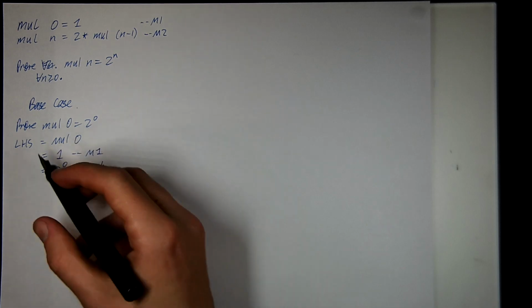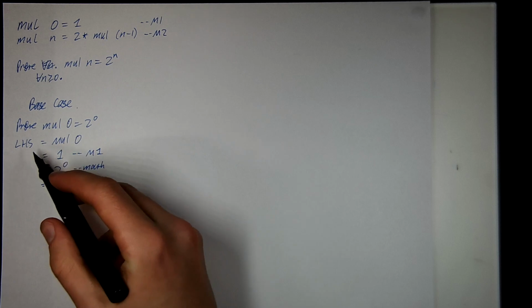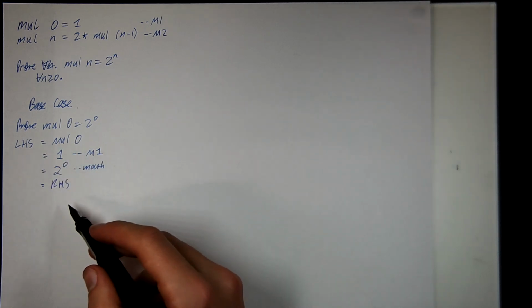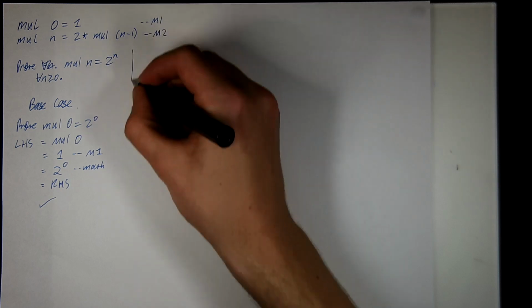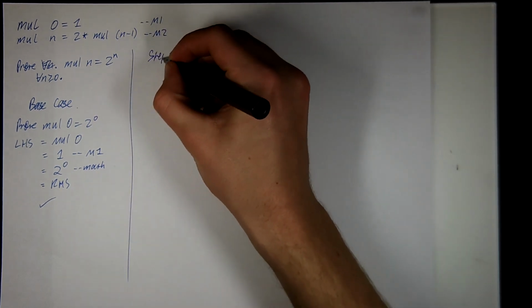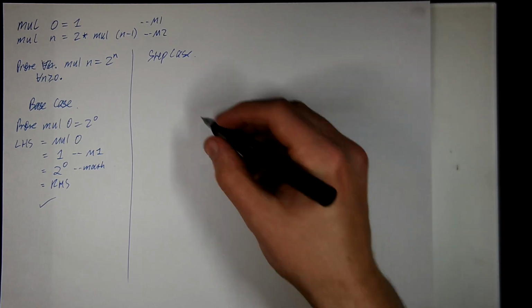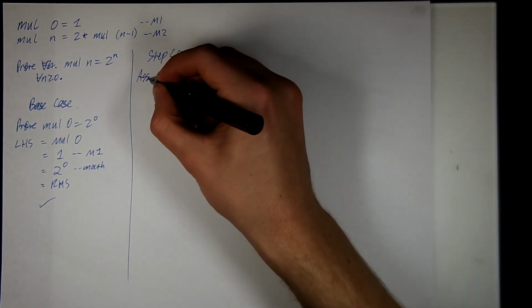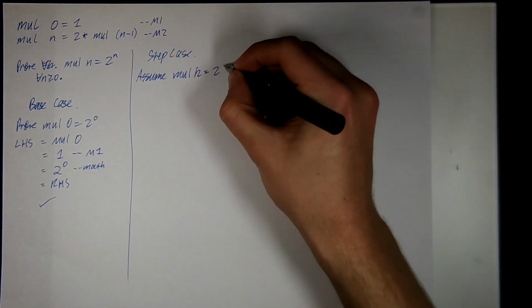So I've shown, what's 2 to the 0? 2 to the 0 is the right-hand side. So I've shown the left-hand side and the right-hand side of the formula agree for n equals 0. So the base case is proven. Now we're going to prove the step case. So how to prove the step case? We assume the formula to be true for some value of k. So I'm going to assume that mul of k is equal to 2 to the k.